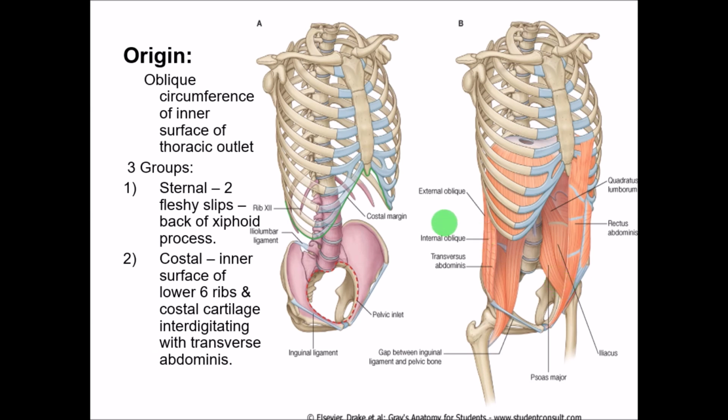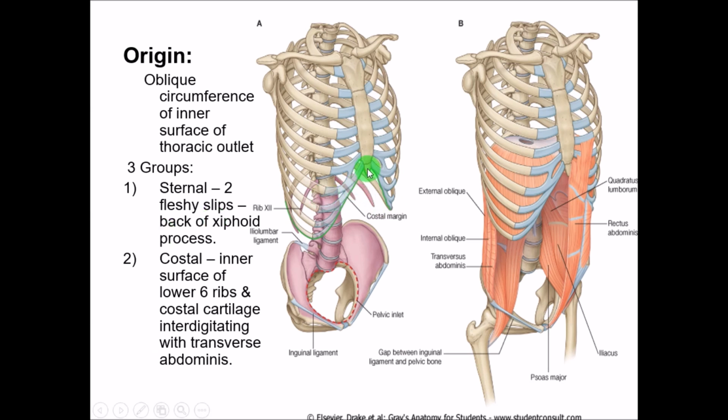First we will see the origin of this muscle. The origin is the oblique circumference of the inner surface of the thoracic outlet. Here is the thoracic cage; this is the thoracic inlet, and below it is the thoracic outlet. Throughout the outlet, this muscle takes its origin.